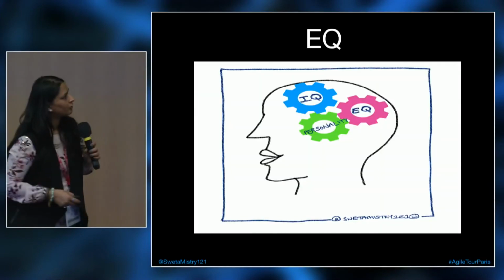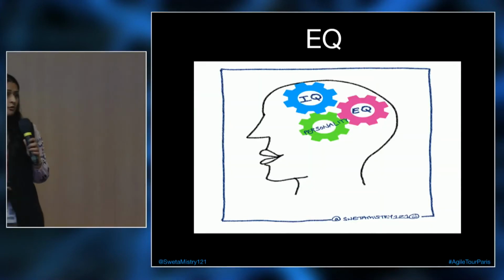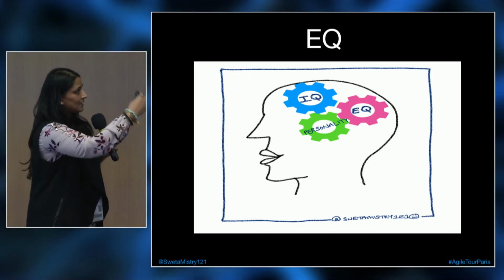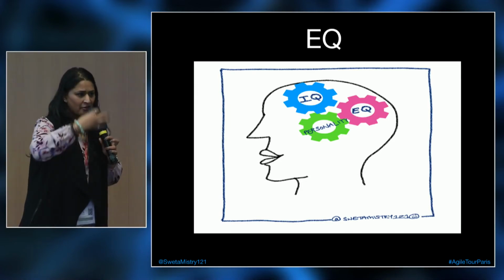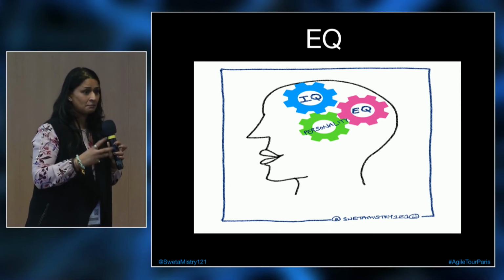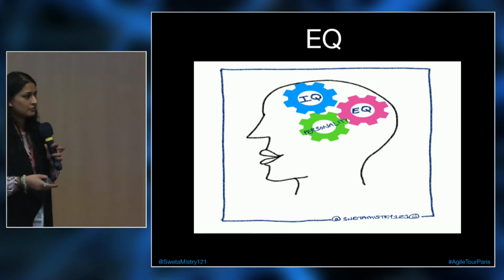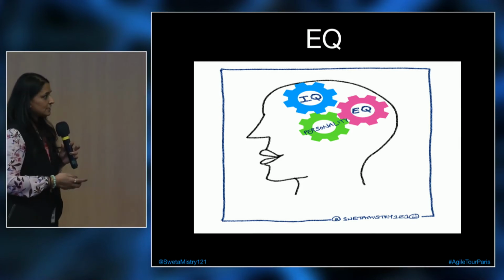Last point on EQ. EQ is about a third of your overall personality. There's personality, IQ, and EQ, so EQ makes up about a third of who you are. Keep in mind that it grows and changes, so you can build it. It can get stronger over time. It just takes practice.